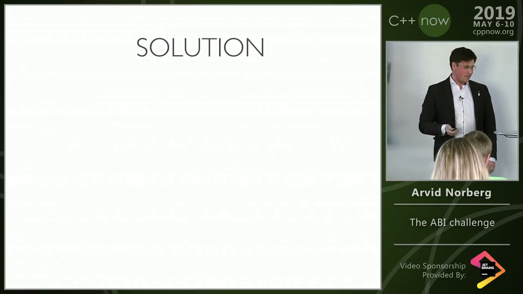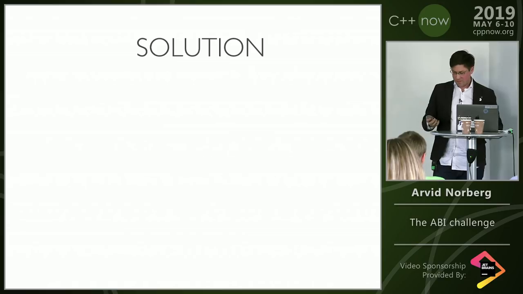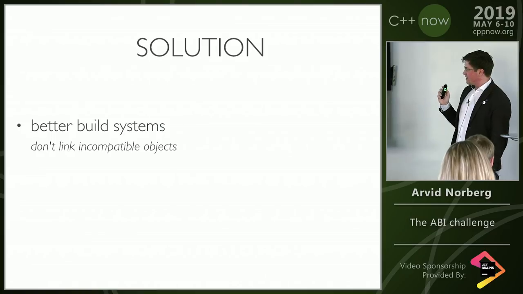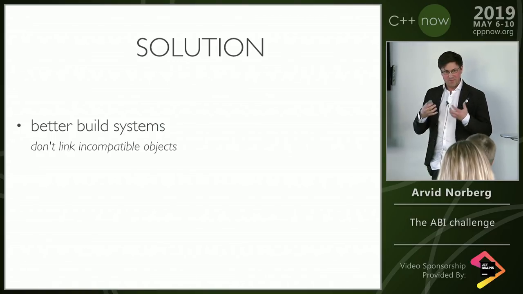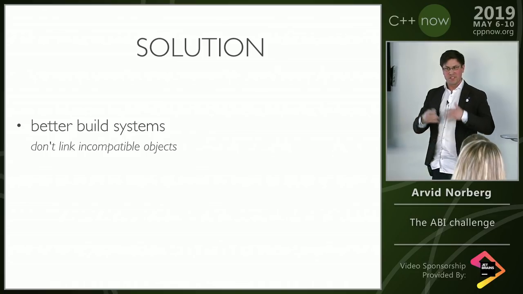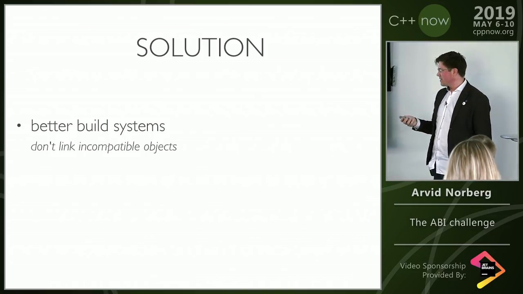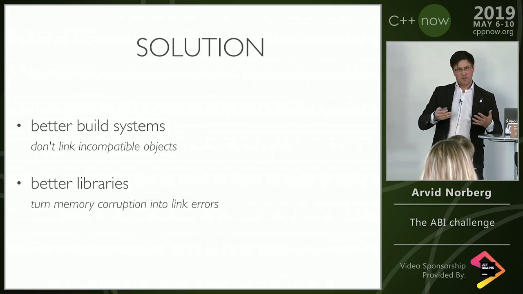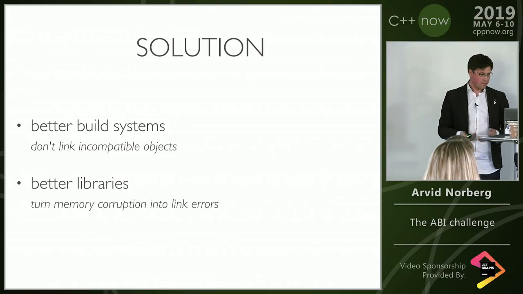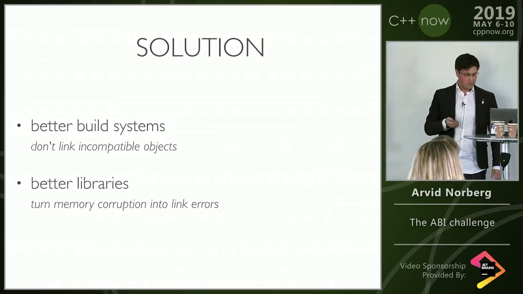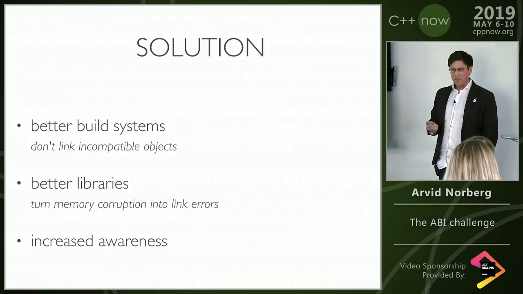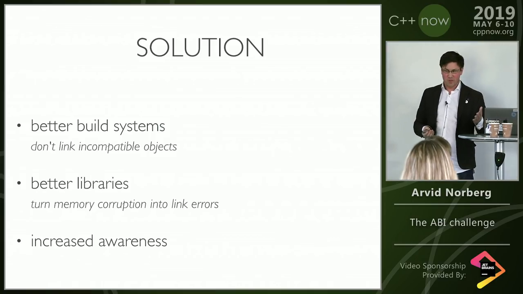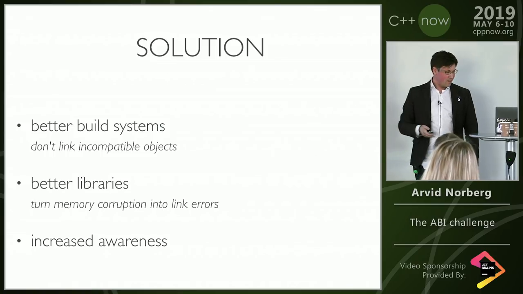So what can we do to mitigate these problems? I have a few ideas. I think we can have better build systems that don't link incompatible objects together, or at least don't encourage you to set up your build such that you get incompatible objects linked together. You can have better libraries that turn runtime errors into link time errors. And we'll touch a little bit on that in a bit. And I also think just increased awareness among people in the community that you have to be careful about this. And when you see memory corruption, the first thing you should think is ABI issues.